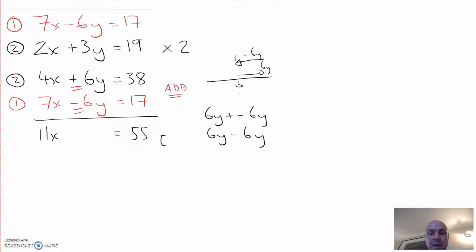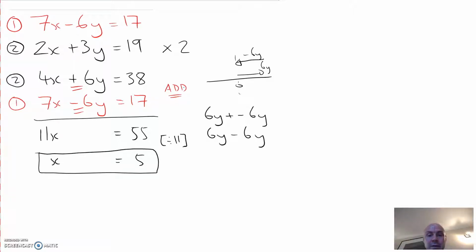So this time I need to divide both sides by 11. That's going to give me 11x divided by 11 is just x. That's what we want. 55 divided by 11 is going to give me 5. So I think x is 5. Okay, so the first part of our answer: x equals 5.